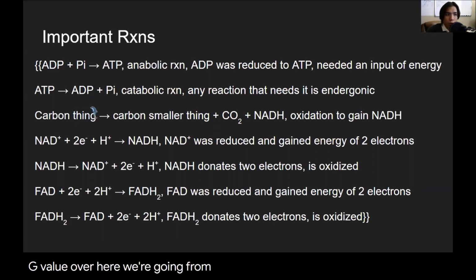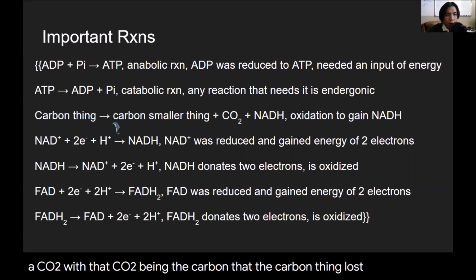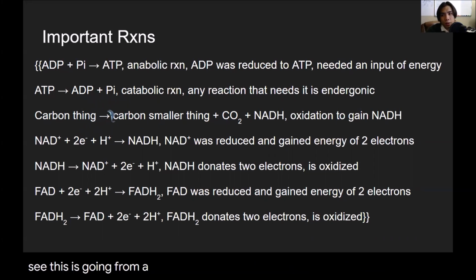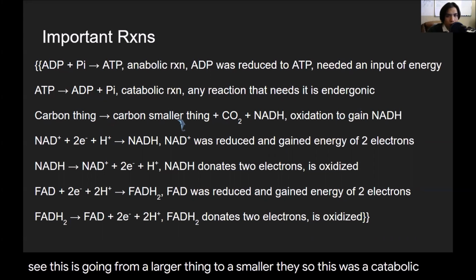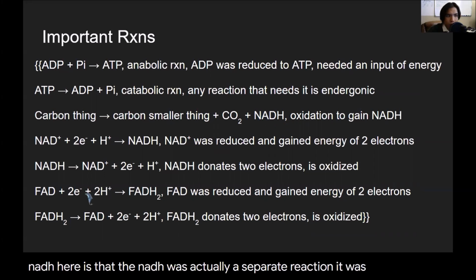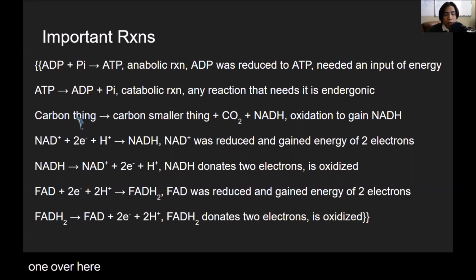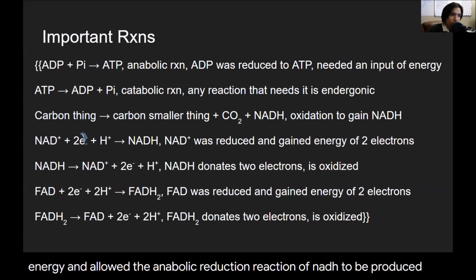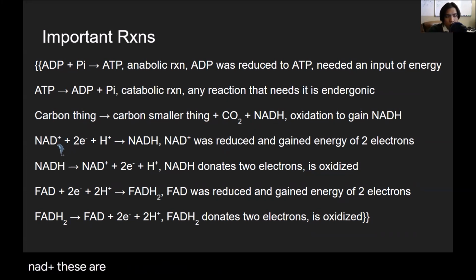Over here, we're going from a carbon thing to a smaller carbon thing plus a CO2, with that CO2 being the carbon that the carbon thing lost. And as we can see, this is going from a larger thing to a smaller thing. So this was a catabolic reaction, meaning that this is an oxidation reaction. So the reason why there's an NADH here is that the NADH was actually a separate reaction. It was ultimately this one over here. Because the carbon was oxidized, it released some amount of energy and allowed the anabolic reduction reaction of NADH to be produced. So NAD+. These are our electron carriers.